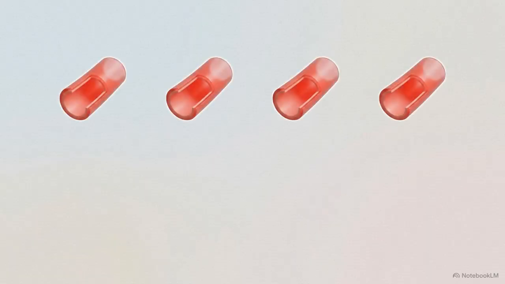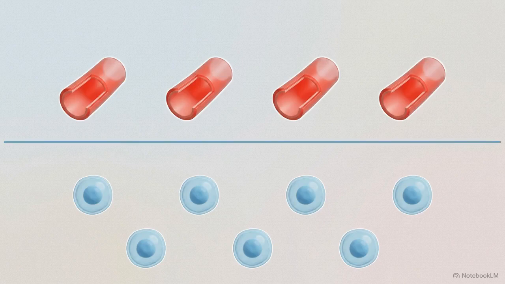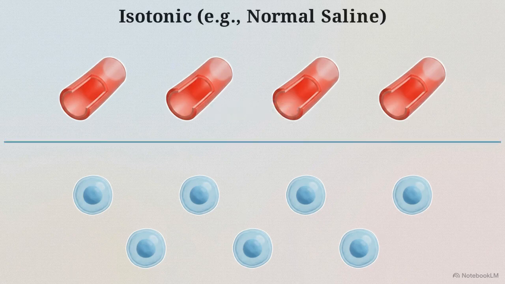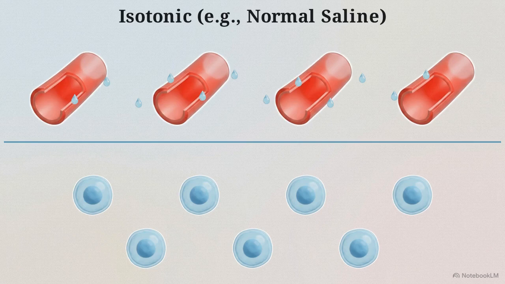This diagram shows a blood vessel running alongside a layer of cells. The movement of fluid between these two spaces is governed by tonicity. When you administer an isotonic fluid, like normal saline or Ringer's lactate, the fluid stays exactly where you put it. It expands the vascular volume to support blood pressure without crossing the cellular membrane.